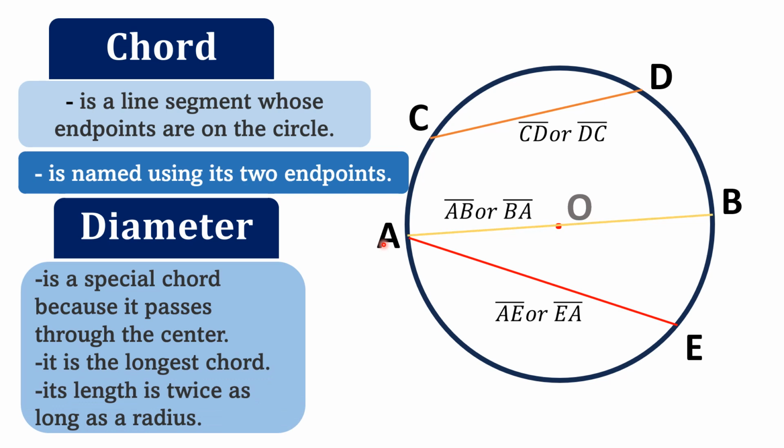What is a diameter? It is a special chord because it passes through the center. In this figure, the diameter is segment AB or BA. It is the longest chord. Its length is twice as long as a radius.